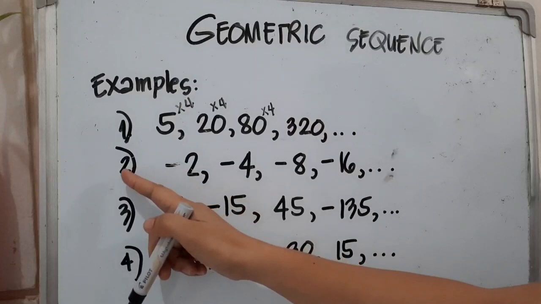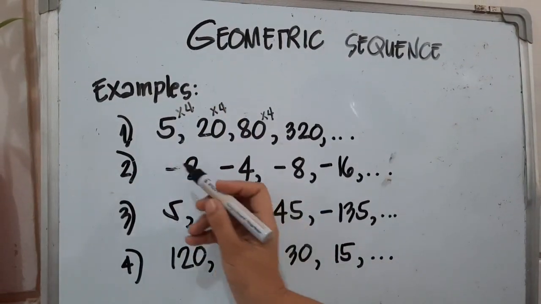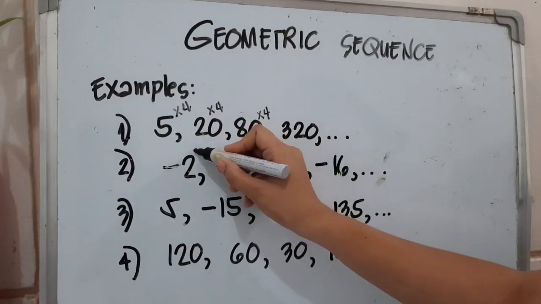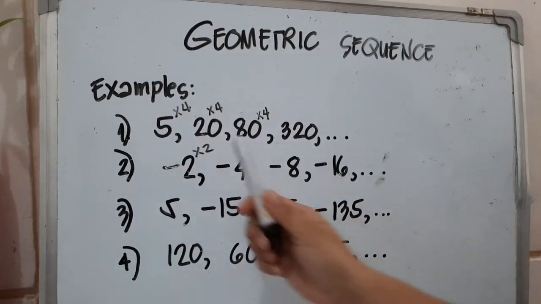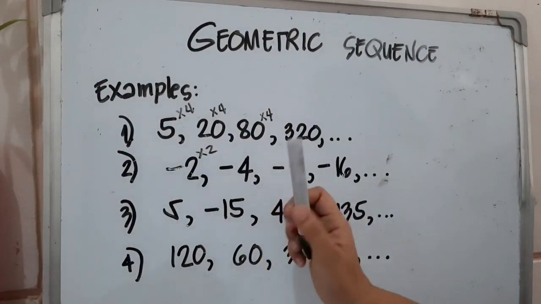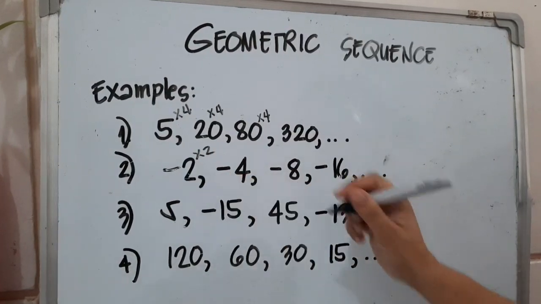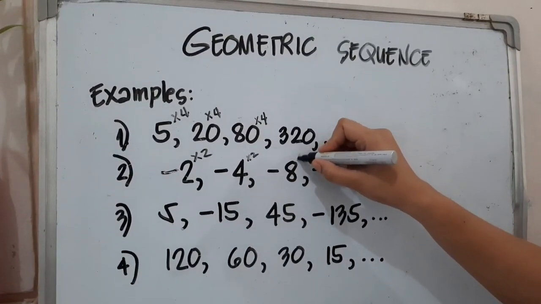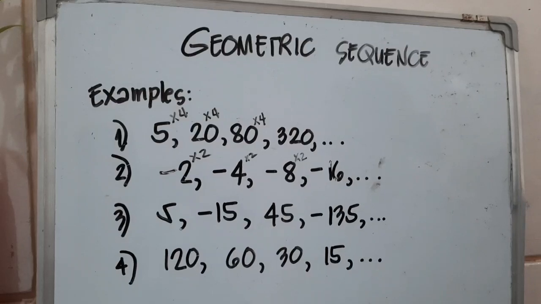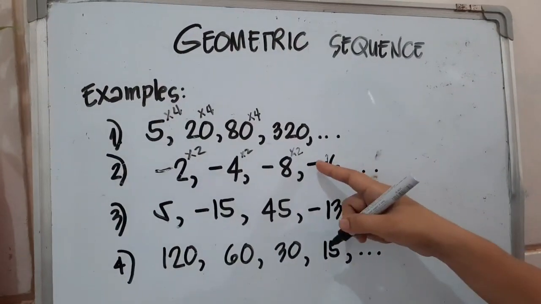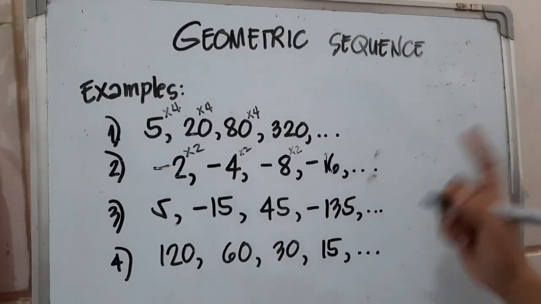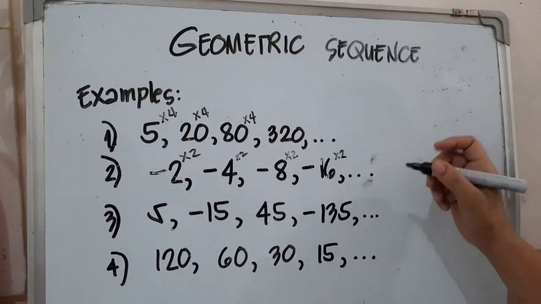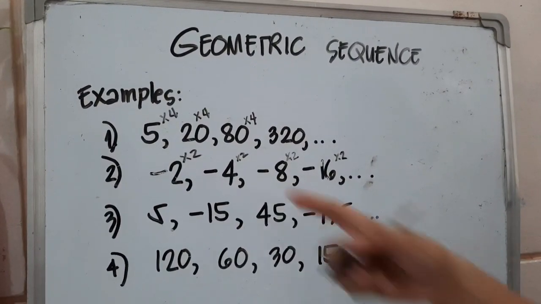Is that the same with number 2? Absolutely. For our number 2, if you're going to notice, we just multiply it by 2. Do you agree? Yes. -2 times 2 will give you -4. -4 times 2 will give you -8. And -8 times 2 will give you -16, so on and so forth. So if I will be asking for the next term for our number 2, if we will be multiplying this one again by 2, that's -32. Did you get that?